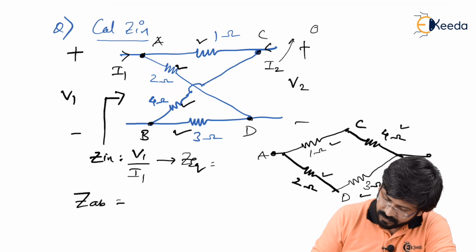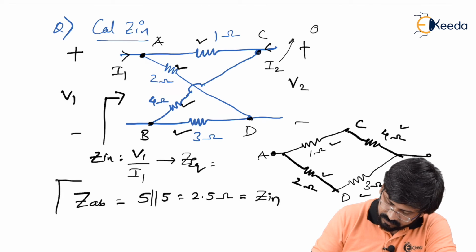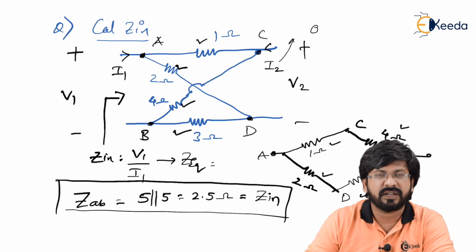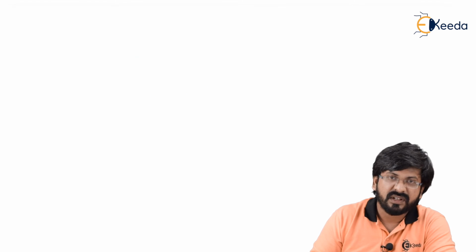So I can say ZAB equal to 5 in parallel with 5, which is 2.5 ohms, which is nothing but your Z. So as you have seen, even though we had a lattice network, even though it was not standard, it is easy to solve such problems also. Let's go to the next question now.